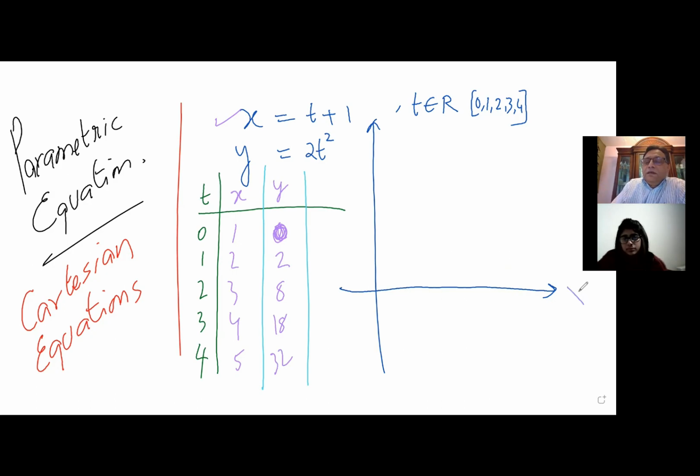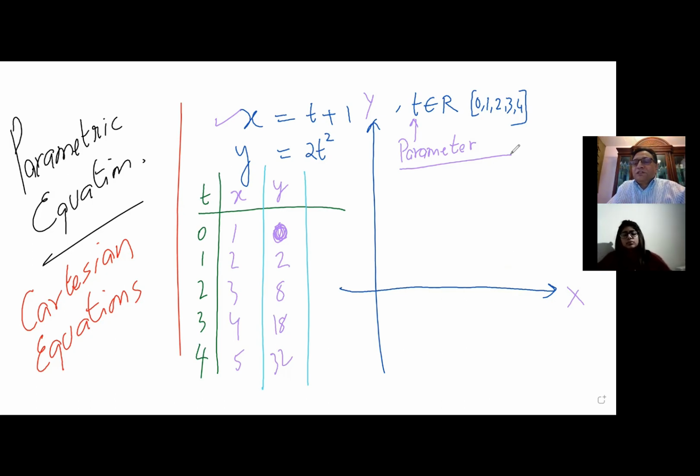Now I'm calling this a parametric equation. It is written in terms of a parameter t. T is the parameter, in terms of which we have written the equation. Just as in polar coordinates, r and theta are parameters, and we write equations in terms of r and theta. Now t is our parameter. We are writing x in terms of t, and y in terms of t.